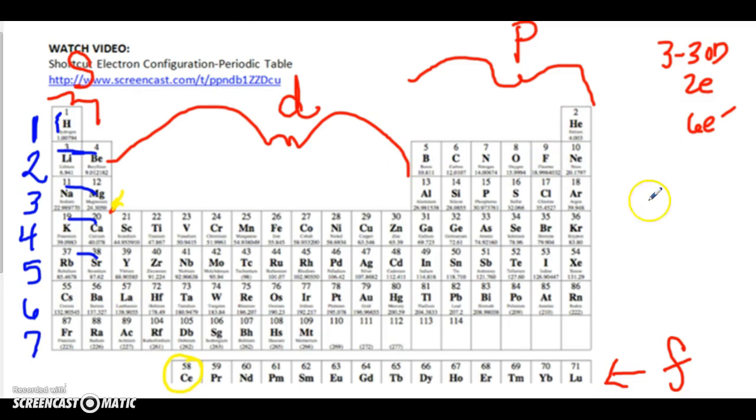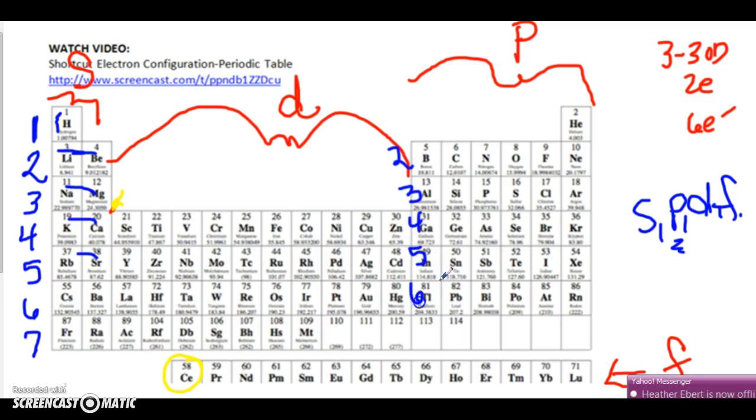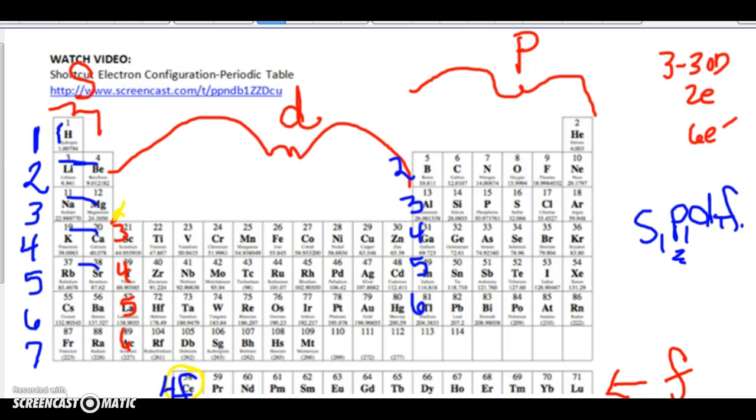Remember S, P, D, F. P's don't start until 2, so this is 2p, 3p, 4p, 5p, 6p. D's don't start until 3, so here starts 3d, 4d, 5d, 6d. And F doesn't start until 4, so 4f and then 5f. I don't have that down there. Okay, so here's your shortcut.